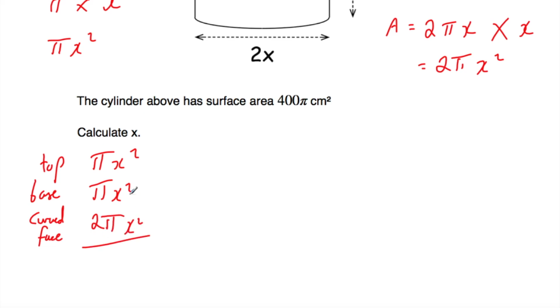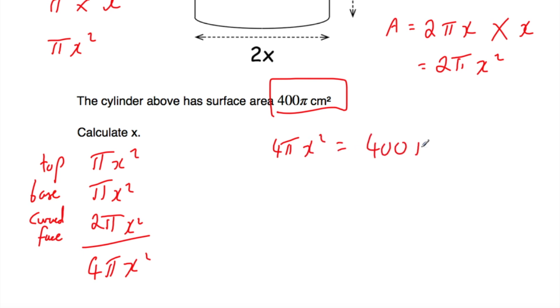And then if we add them all together, that'll be our expression for the total surface area of that cylinder. So pi x squared plus 2 pi x squared would be 4 pi x squared. So altogether we'd have 4 pi x squared. Now that's fantastic because we've been given the total surface area in the question. So we can make an equation. 4 pi x squared would be equal to 400 pi. And then we can just solve this equation.